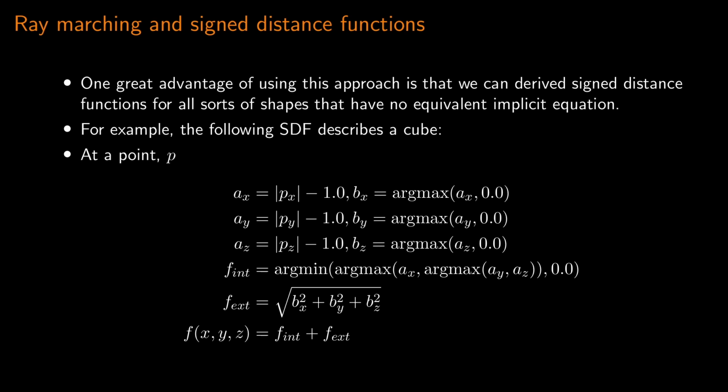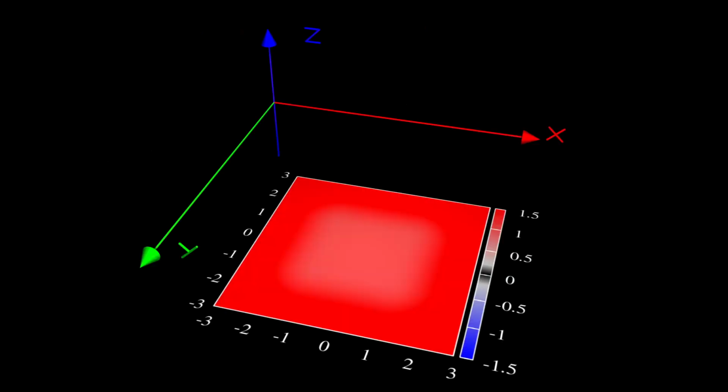Now, I think, and I'm happy to be corrected if I'm wrong, it would be impossible to create an implicit equation to describe something of this shape. Let's have a look at actually what that looks like. And we have the same plot as we had before.